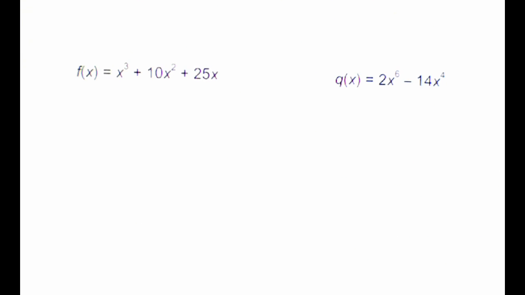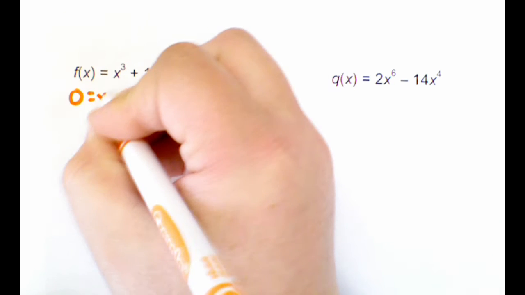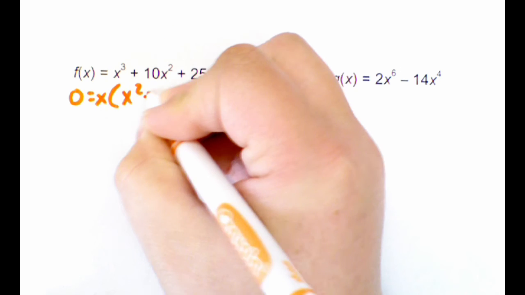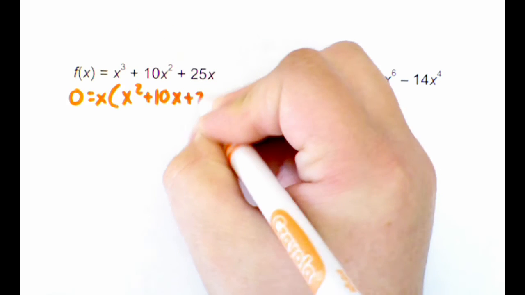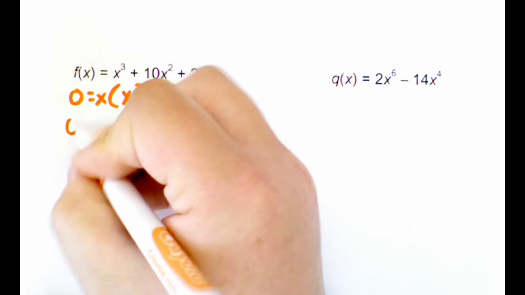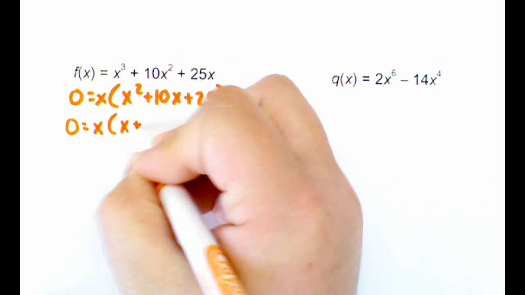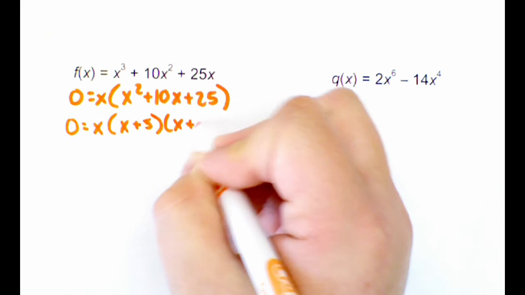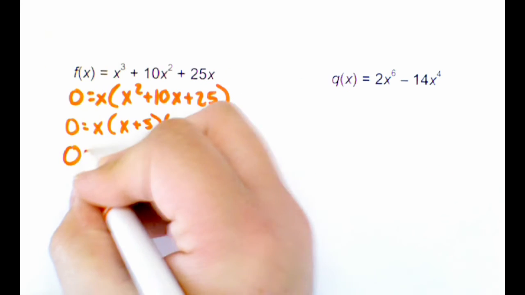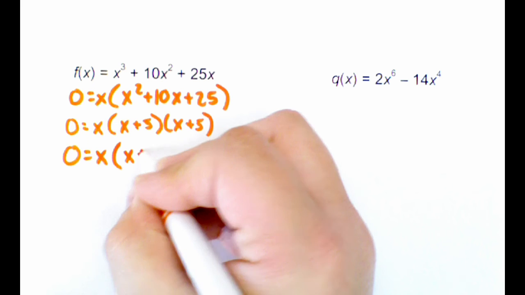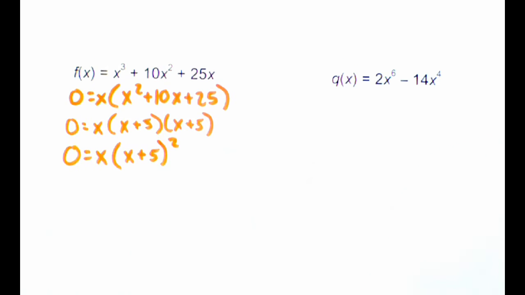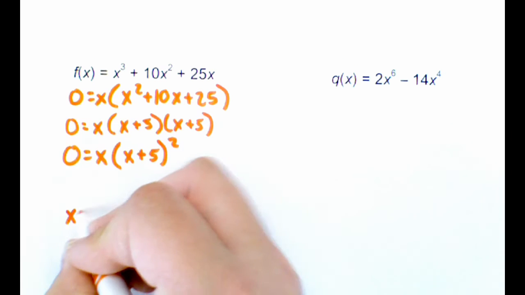All right, let's factor, find our zeros, tell if they're touch or cross points. First thing I see here is a GCF. I'm going to take out an x. Leaves me x squared plus 10x plus 25. Well, that's going to factor into x plus 5 times x plus 5, which can be rewritten as x times x plus 5 squared. So my first 0 is the x.